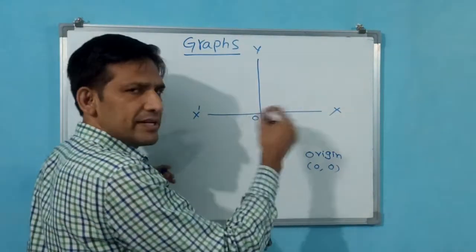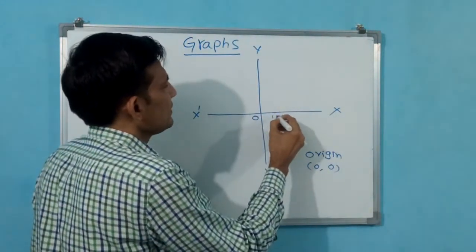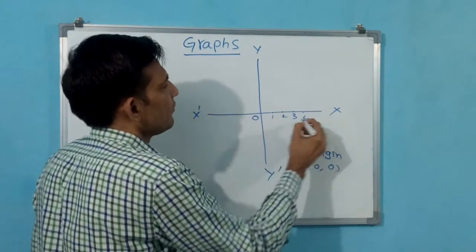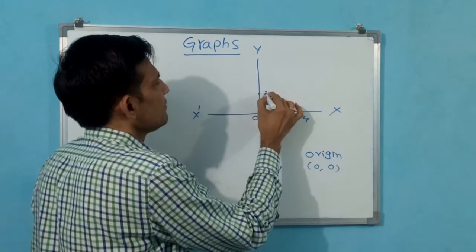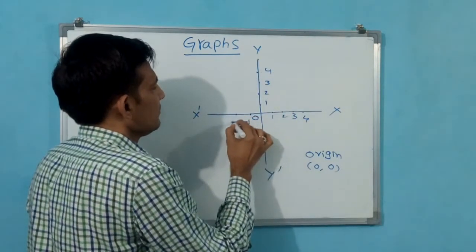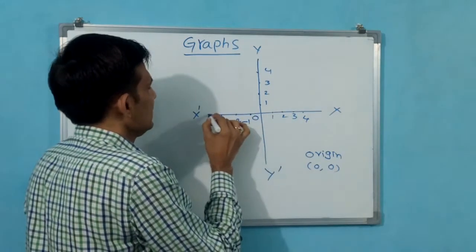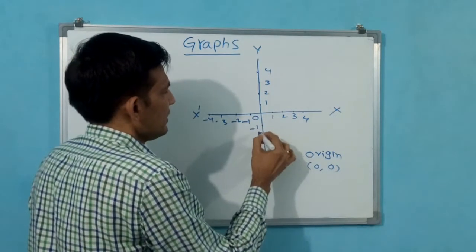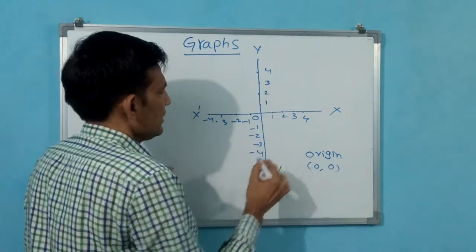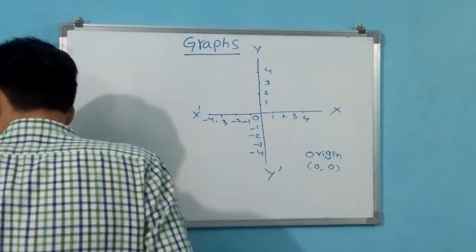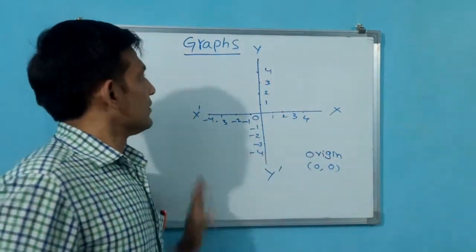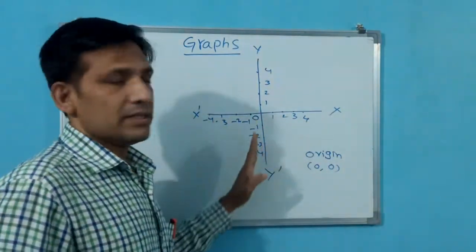Each point on these axes is equidistant. Equidistant means equally divided. See, 1, 2, 3, 4, then minus 1, minus 2, minus 3, minus 4 on each axis. Like this, we have to divide equidistantly.